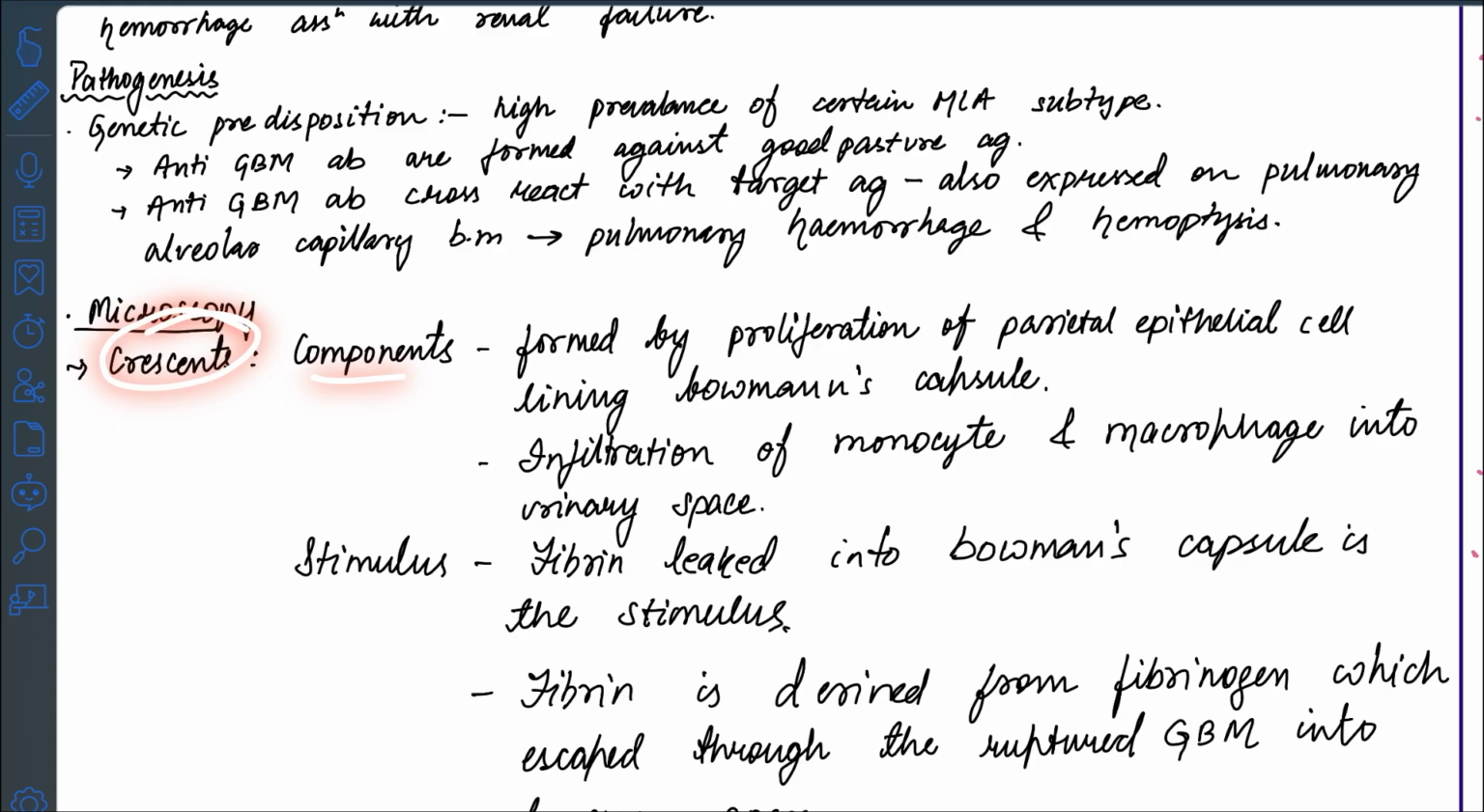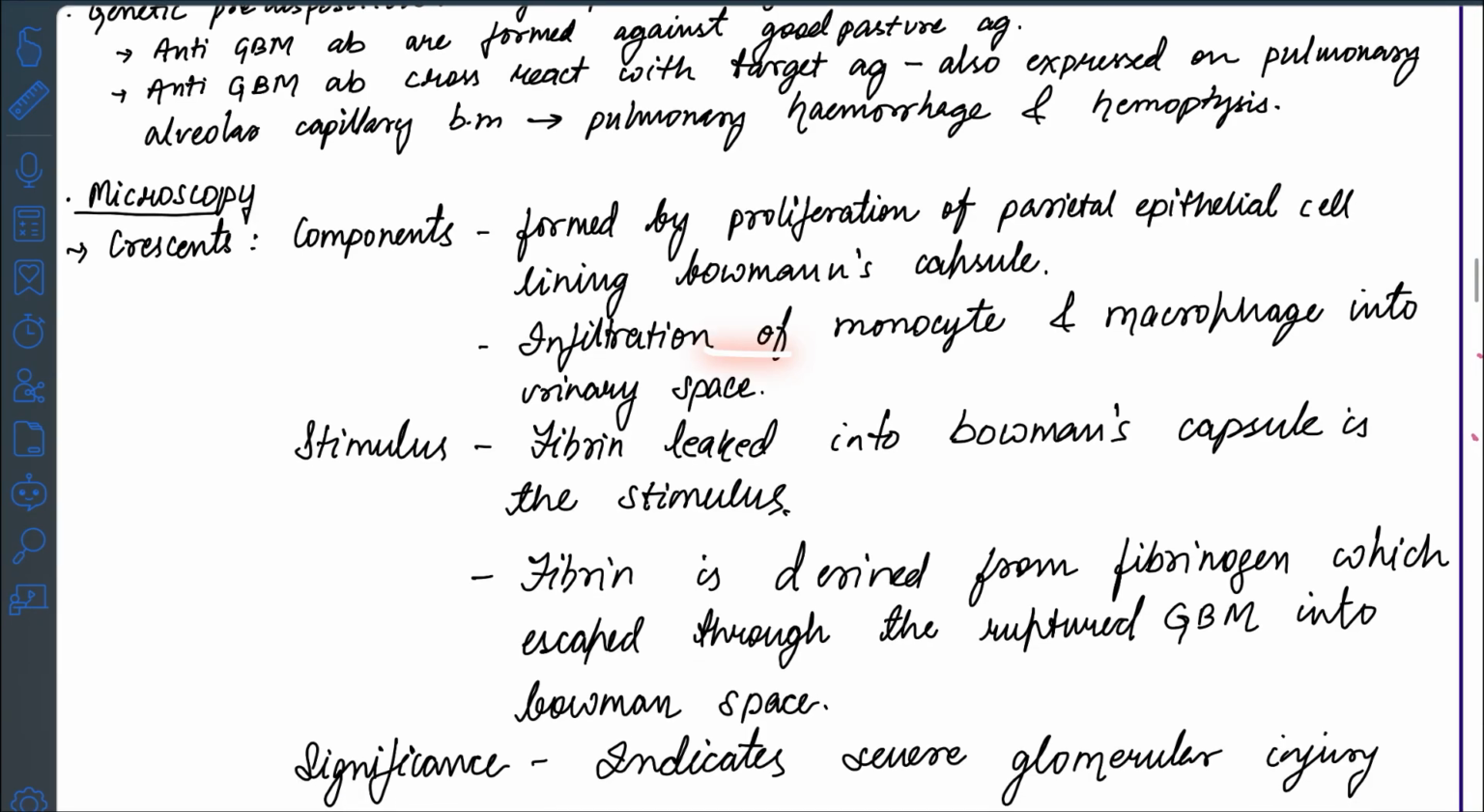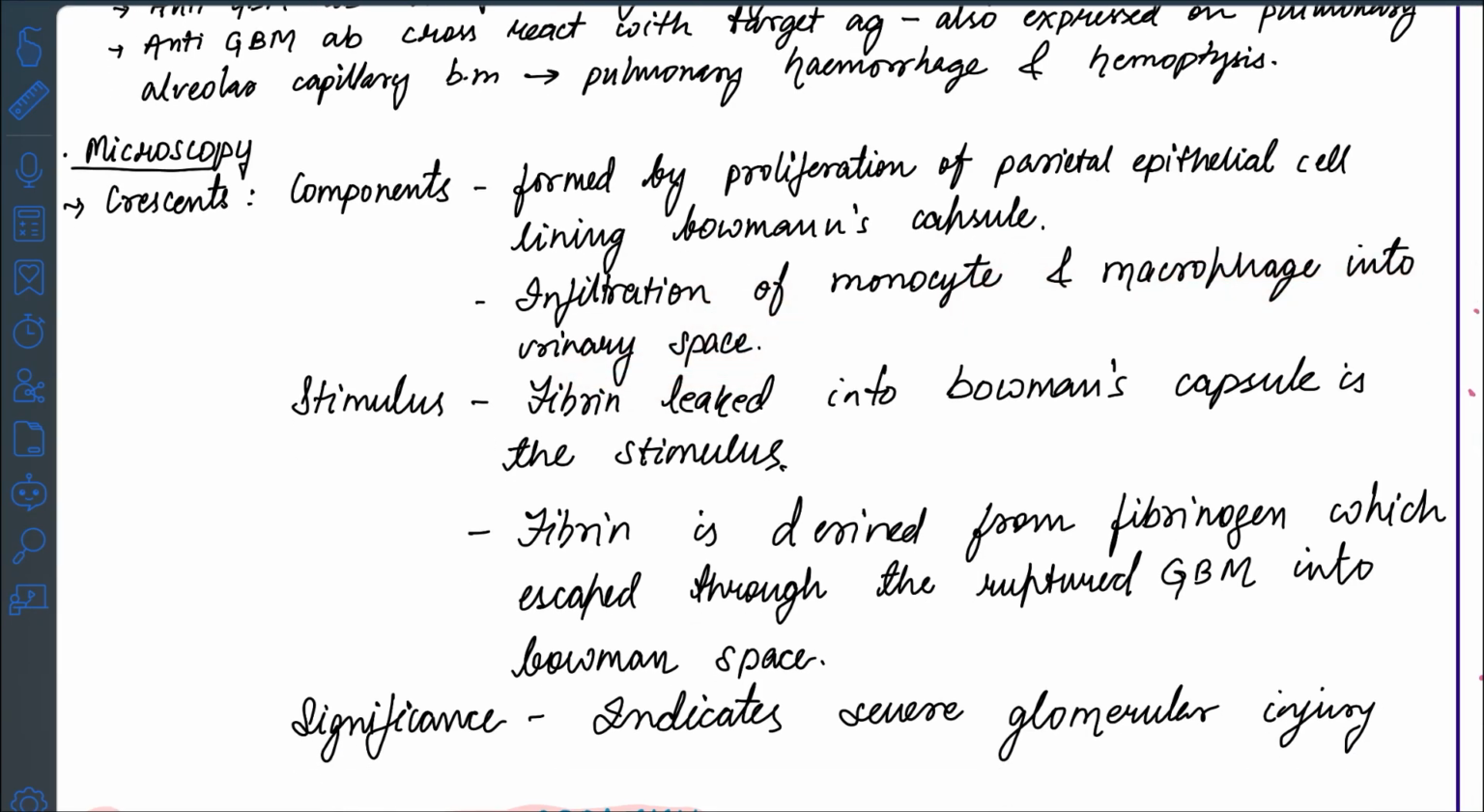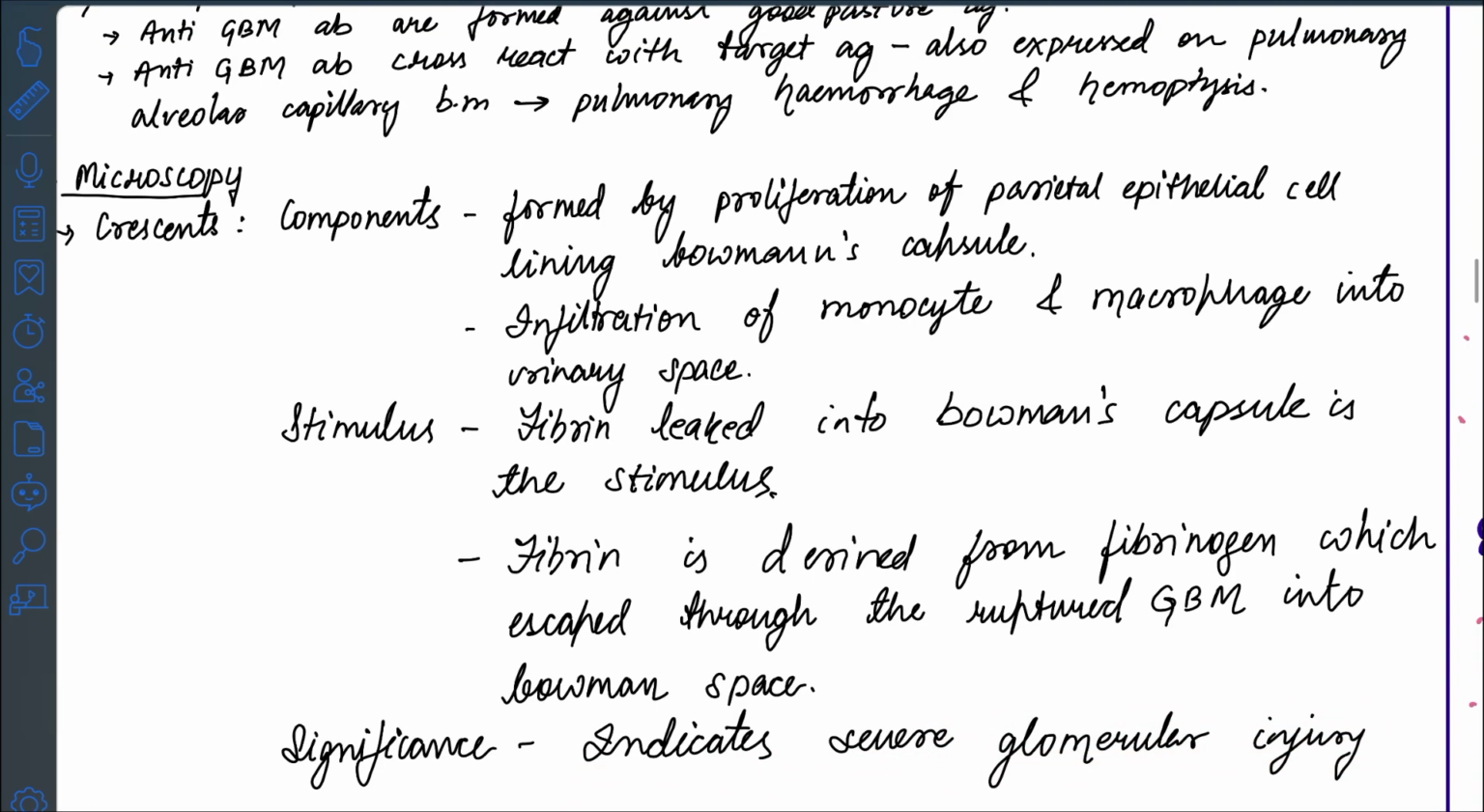Microscopic findings अगर देखें तो there is also crescent formation. The component is formed by proliferation of parietal epithelial cell lining Bowman's capsule. I've already told you these things. Infiltration of monocyte macrophage into urinary space. Stimulus, I already told you. The significance is that it indicates severe glomerular injury. Now this was all about Goodpasture syndrome.